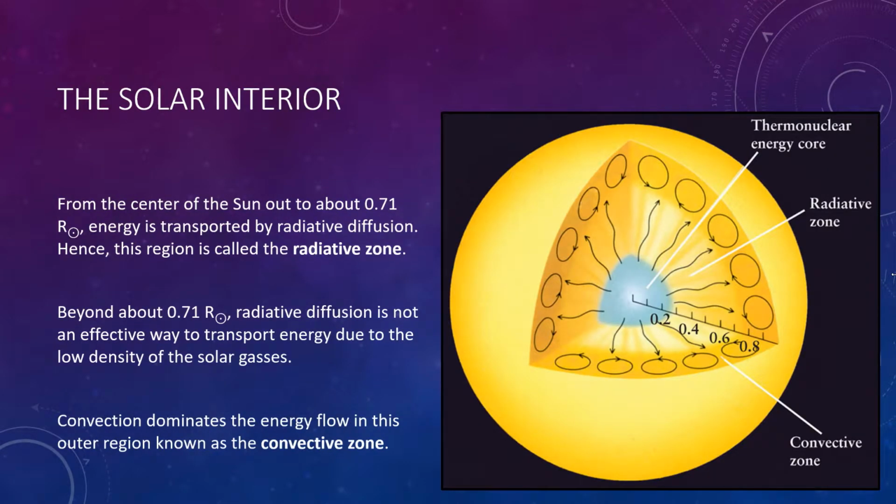From the center of the Sun out to about 0.71 solar radii, in other words 71% of the radius of the Sun, energy is transported by radiative diffusion. Hence, this region is called the radiative zone. Beyond about 0.71 solar radii, radiative diffusion is no longer an effective way to transport energy due to the low density of the gases in the Sun. Instead, convection dominates the energy flow in this outer region, which is why it is called the convective zone.